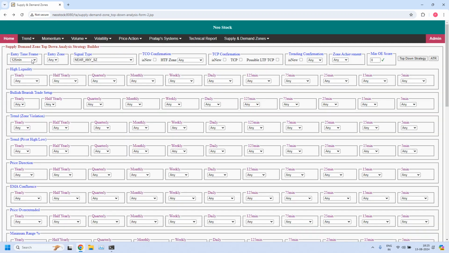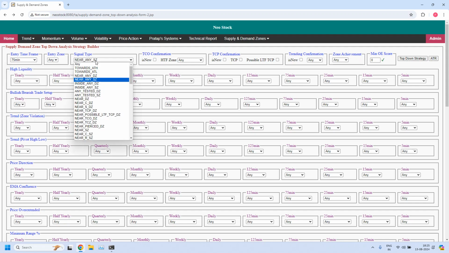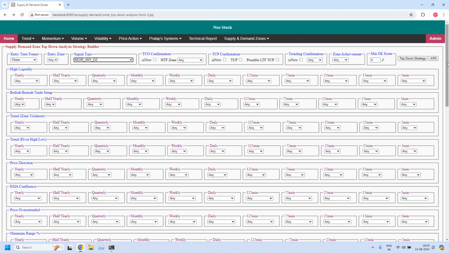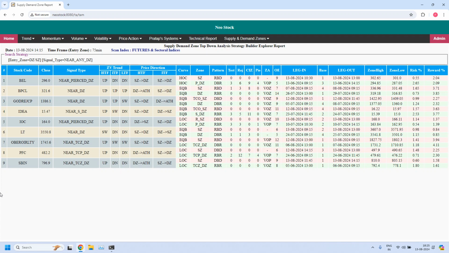And the next time frame is 75 minutes. So entry time frame is 75 minutes. Let us find the stocks near 75-minute demand zone. 9 stocks are filtered near the 75-minute demand zone. Let us check for any high liquidity zones from this list. So we have an idea there, a high liquidity zone.